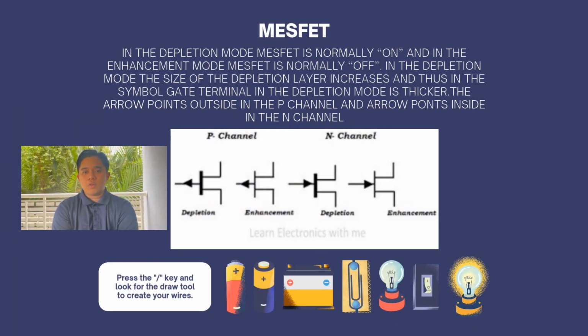Alright, MESFET also operates in the depletion mode. In the depletion mode MESFET is normally on, and in the enhancement mode, MESFET is normally off. In the depletion mode, the size of the depletion layer increases, and thus in the symbol, the gate terminal in depletion mode is thicker. The arrow points outside in the P channel and points inside in the N channel, which is also different.